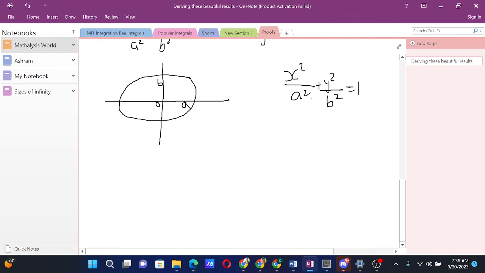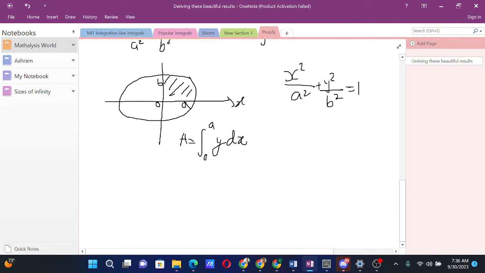Now if we want to find the area of the ellipse, we can first find the area of 1/4 and multiply by 4, since it's symmetric about the y and x axes. To find the area of the 1/4, we can take the integral from 0 to a of the height times dx.